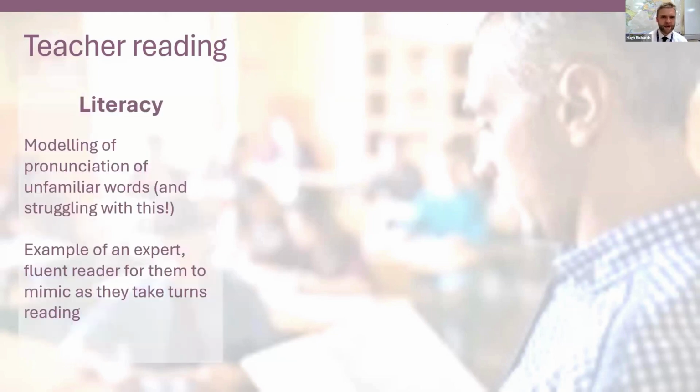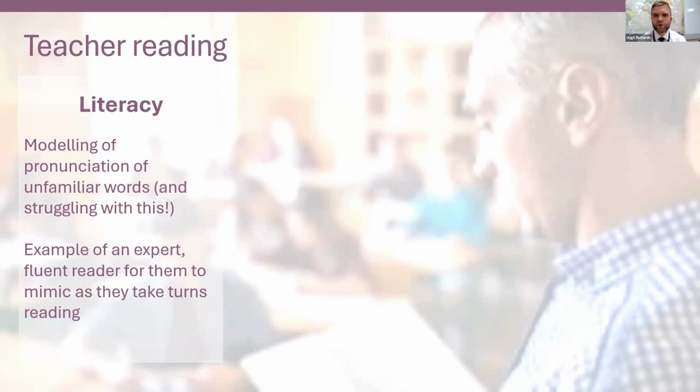And we're going to do that with different levels of independence. So there's a range of strategies we can use. And the first one I think about is teacher reading aloud. So when I read it, why am I reading a story aloud to a class? Normally, but not always, they're reading along with me. And so what we're doing here is we're modeling pronunciation of unfamiliar words.